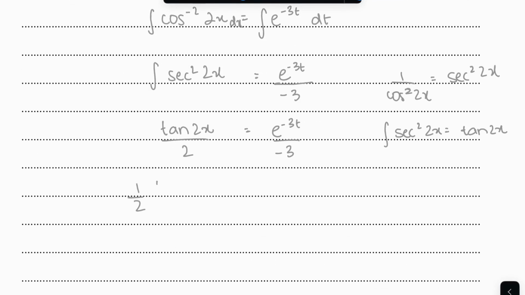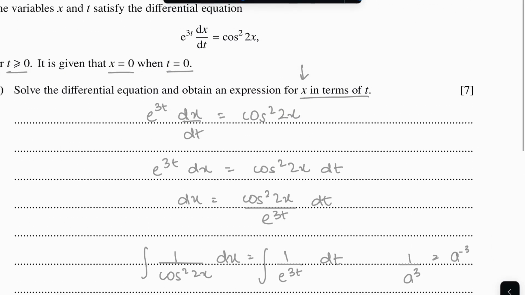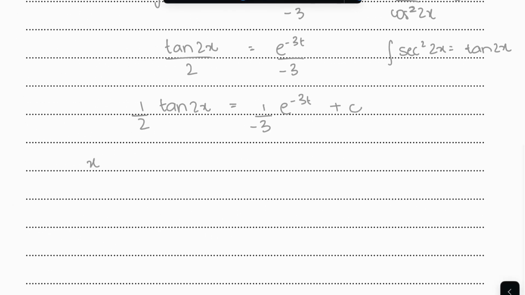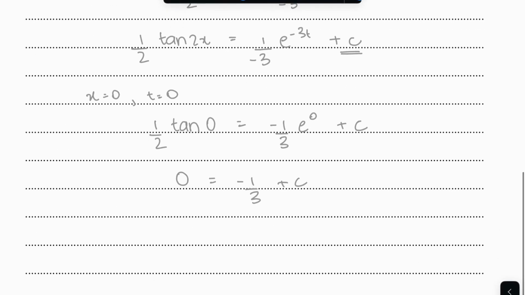So let's just rewrite that as such. And we have this. And of course, we add plus c whenever we are doing integrals. Now, we were told that x is equal to 0 and t is equal to 0. So we are going to use this information now while trying to find the value of c. So if we plug in x as 0, we get tan 0 and minus 1 over 3 e to the power 0 plus c. So this entire thing will become 0 and e to the power 0 is 1. So we're left with this, and we can find that 1 over 3 is equal to c.